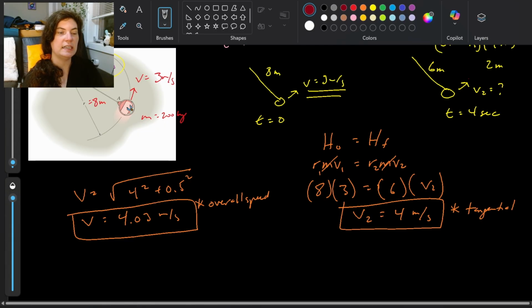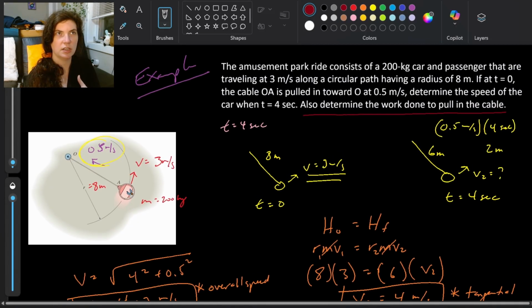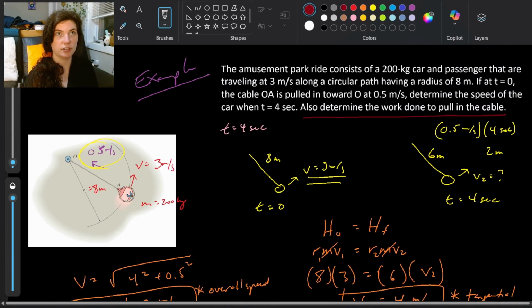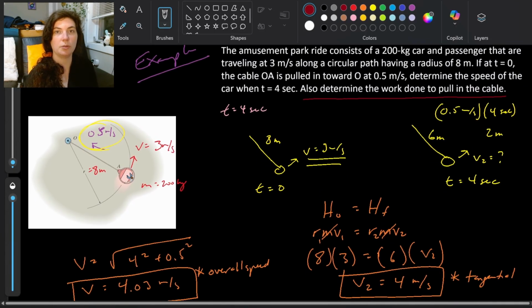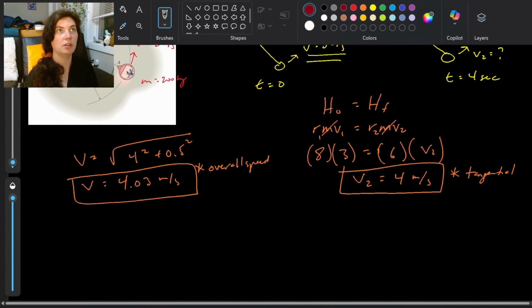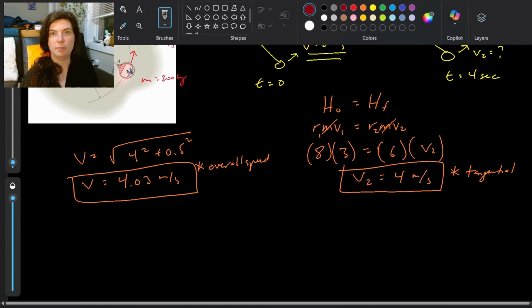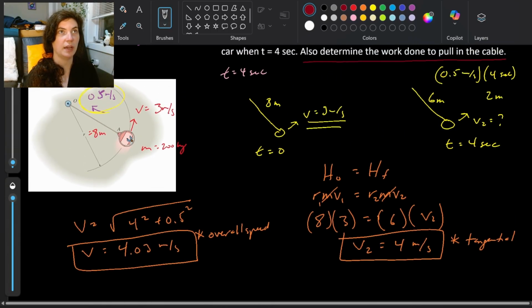Now our energy isn't actually conserved here. Even though our angular momentum is conserved, our energy is not conserved here. There is work being done from this pulling in of the cable. Just because we may have angular momentum conserved doesn't mean that we have linear momentum conserved, or energy conserved. It can be a totally different scenario. So here our energy is not conserved, and we have some work done pulling in that cable.